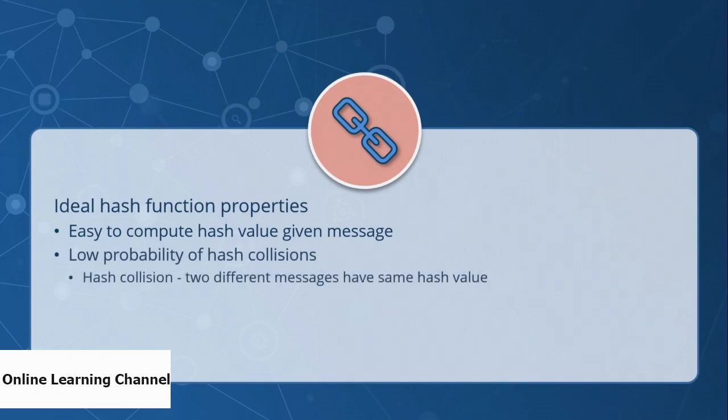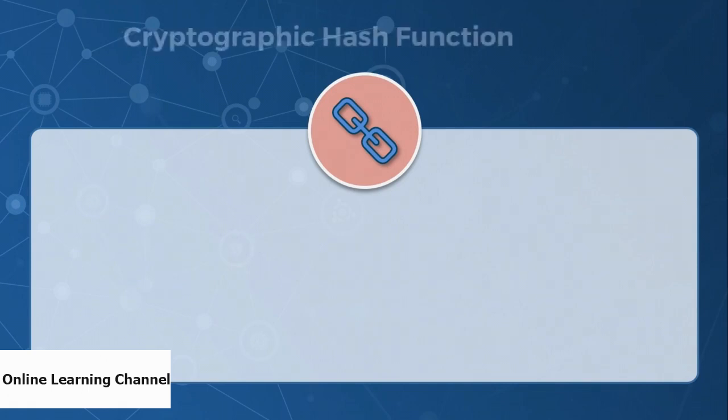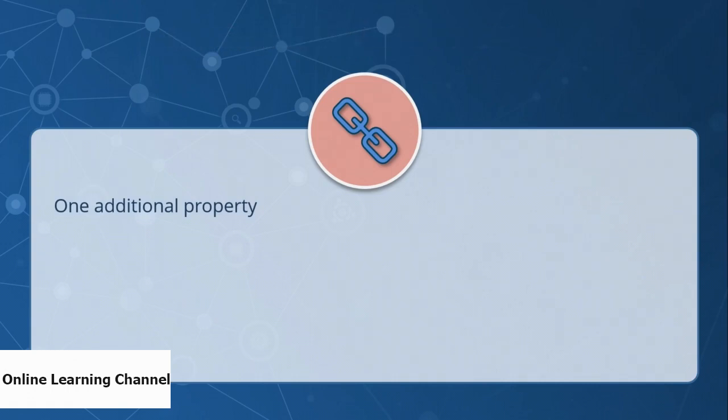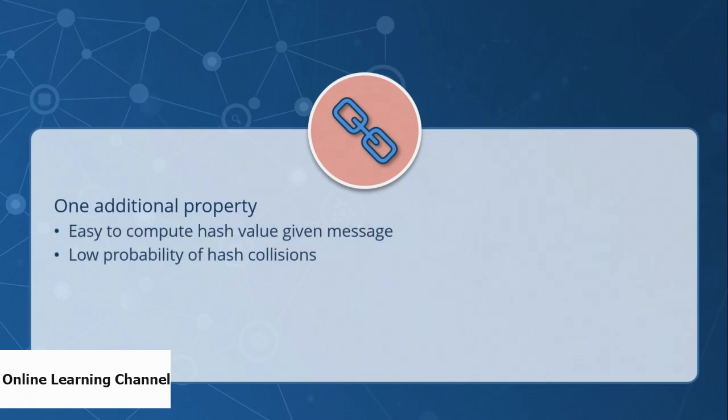Hash collisions, in case you're not aware, is when two different input messages produce the same output hash value. Given that hash outputs are often of a fixed length, it is nearly impossible to define a hash function which will produce zero collisions. However, a good function will in fact produce very few of these. And while these are properties of a good hash function, when it comes to a cryptographic hash function, it has one additional property. So just like with regular hash functions, cryptographic hashes should be easy to compute and should have a low probability of producing a hash collision.